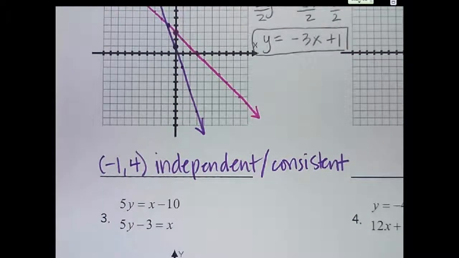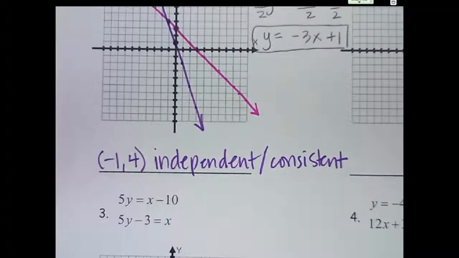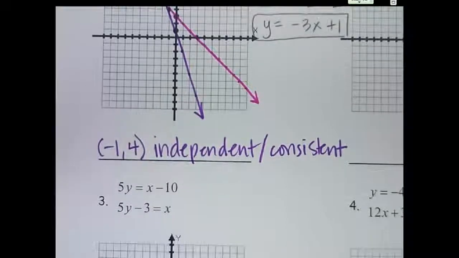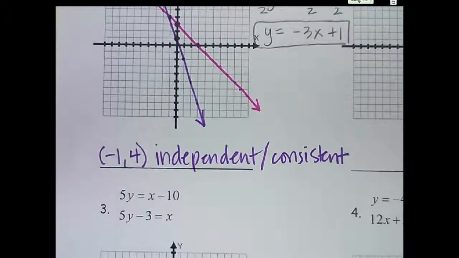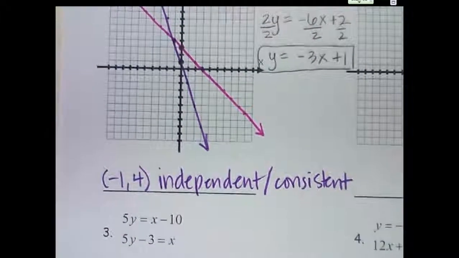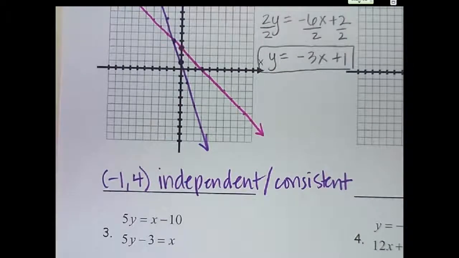Let's go down to number 3. Anyone still working on number 1? Okay. If you're on number 3, go ahead and get y by itself. And then you can start graphing if you want. We're going to wait on a few people.